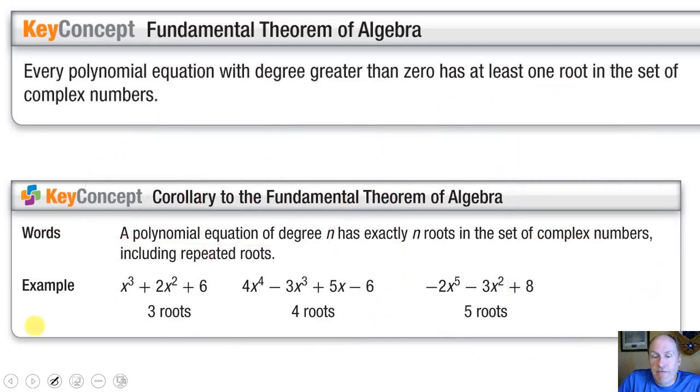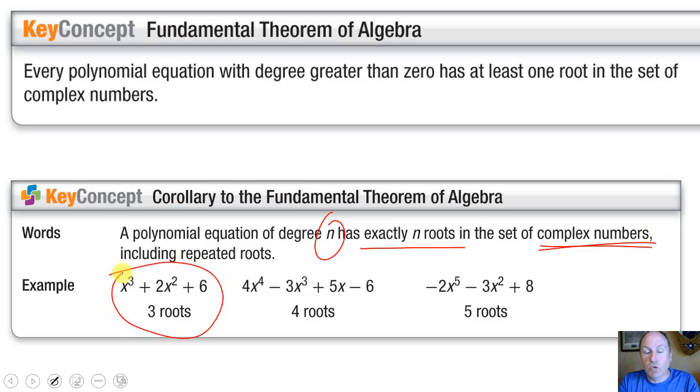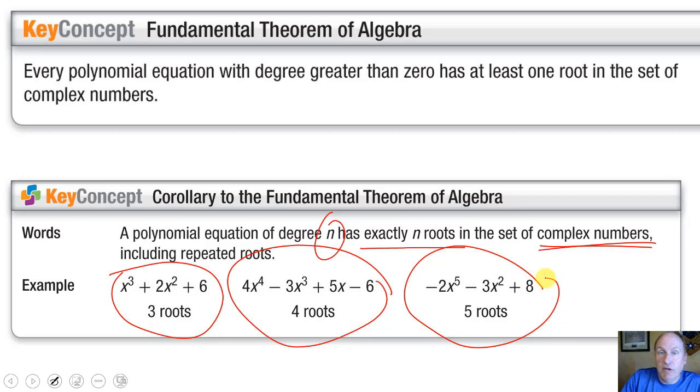And the corollary to that fundamental theorem of algebra is that a polynomial of degree n has exactly n roots in the complex number system. It is a combination of real and imaginary roots. For example, this third degree equation will have 3 roots, some combination of real and imaginary. This fourth degree polynomial, 4 roots. This fifth degree polynomial, 5 roots.